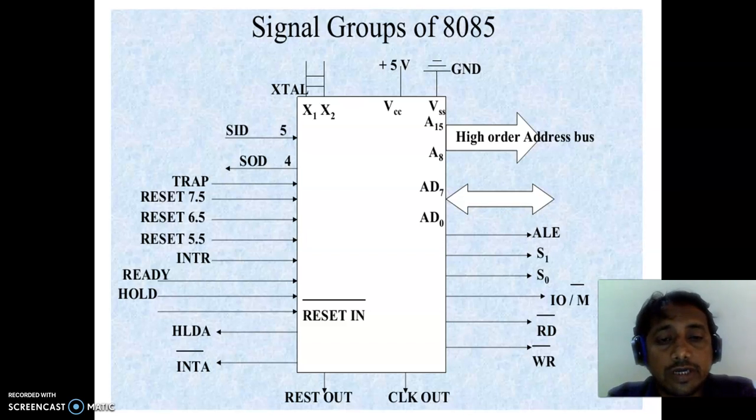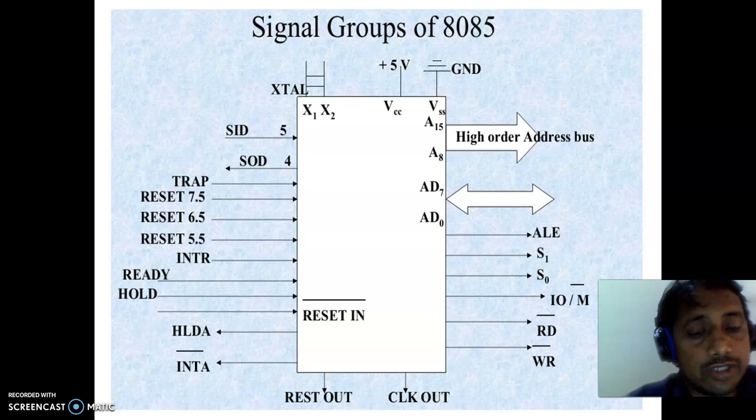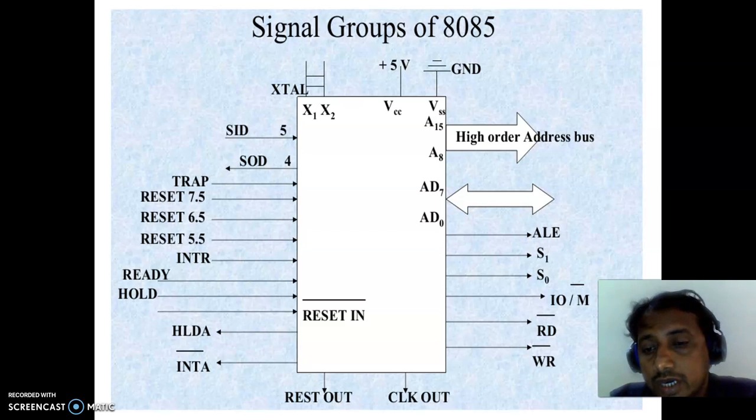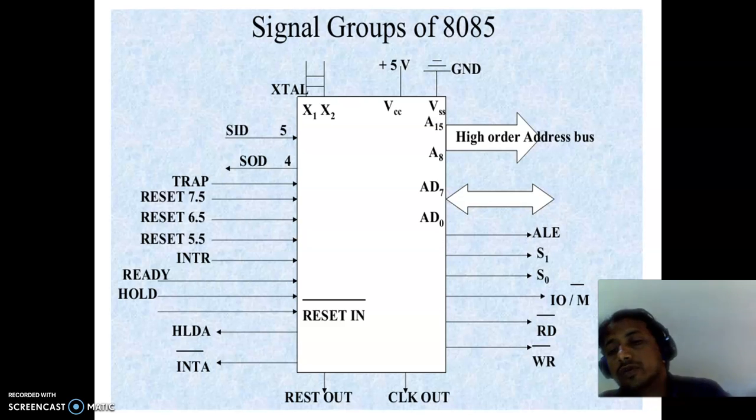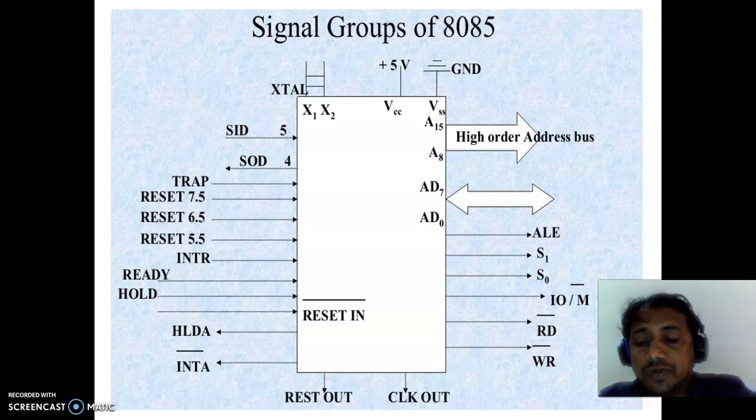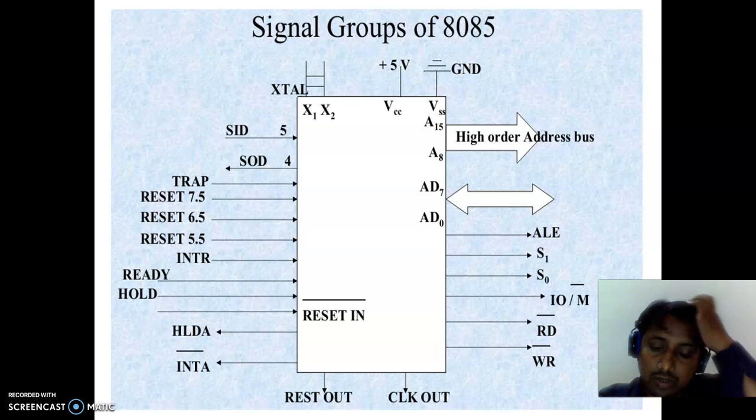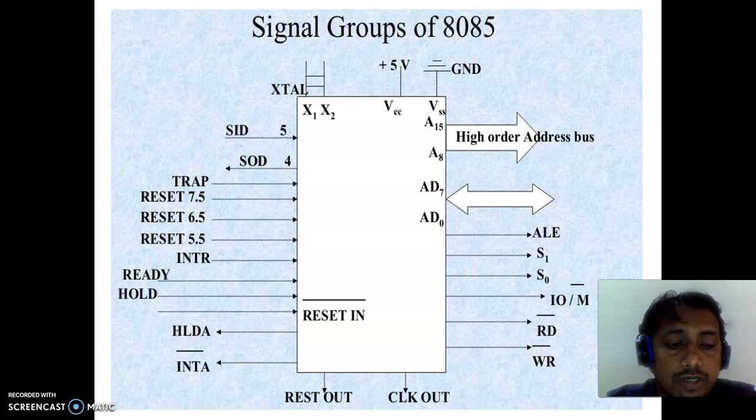Now coming to the next one, you can see it over here. Serial input data, serial output data. These are the two lines used for serial port communication. Onto the right, you can see read bar, write bar, IO or memory bar, S0 and S1. These are the control signals. And the special signal is ALE. Once again, we'll have a discussion about that one.